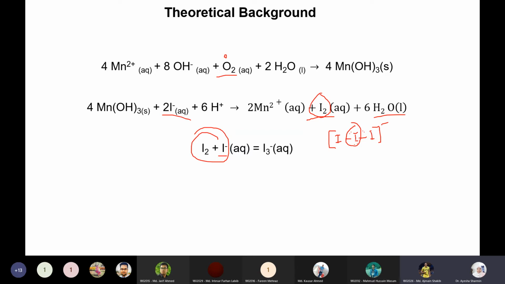Okay, so linear ion, and it's soluble because it's an ion, so it's soluble in water. But its color is yellow. What is the iodine color? Purple or violet. And I3 minus, its color is yellow.